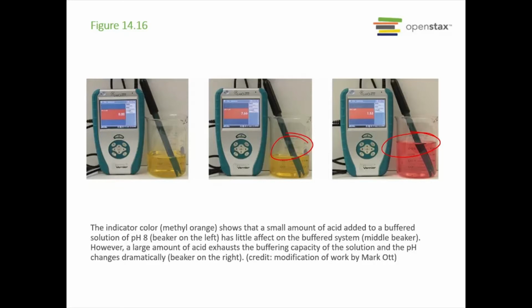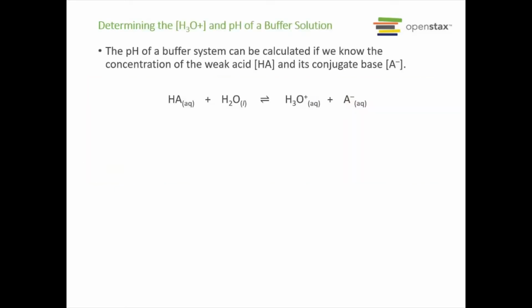So it broke the buffering capacity, and then the pH just drops. Now, if we know the concentration of the weak acid and its conjugate base, we can actually calculate the pH of a buffer system.